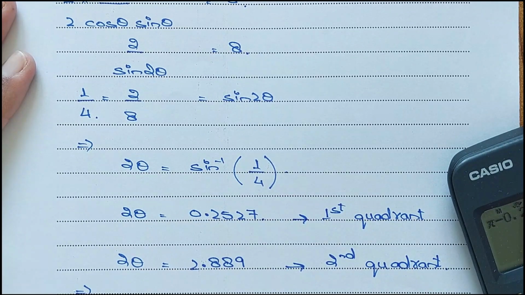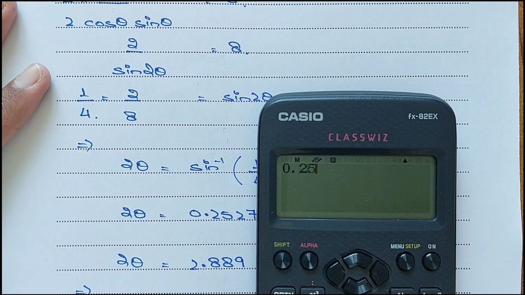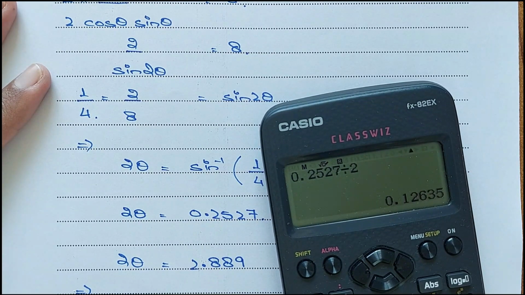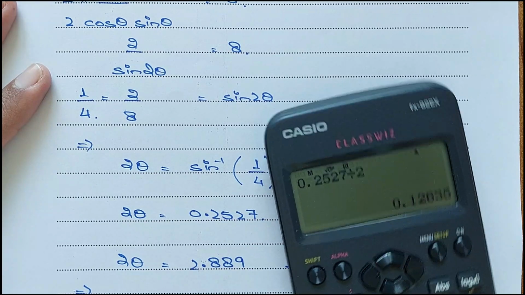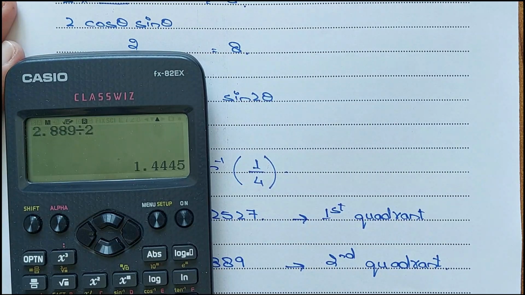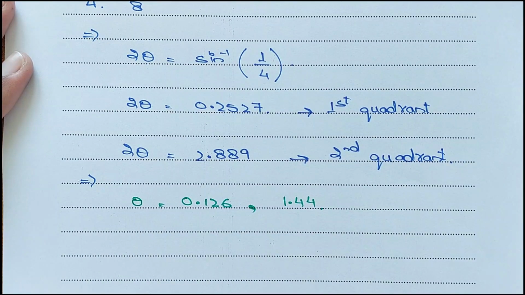Right. Now let me solve the values of theta by dividing by 2. So theta is equal to 0.2527 divided by 2, which is 0.126, and 2.889 divided by 2, which is 1.44. So these are the two solutions for theta, and this satisfies the domain between 0 to pi.